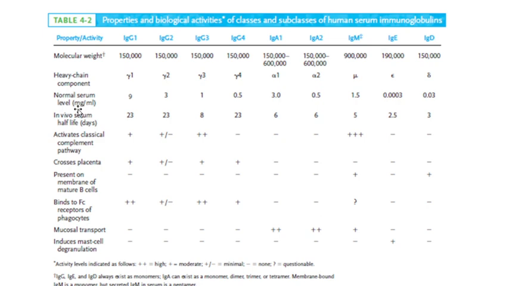Next, regarding normal serum level, the antibody present in the highest amount is IgG1, which is present at 9 mg per ml. The antibody present at a very low level is IgE, at 0.003 mg per ml. Regarding the in vivo serum half-life, IgG has a higher serum half-life, whereas the IgE antibody has a low serum half-life. That is, 2.5 days is the half-life of IgE.